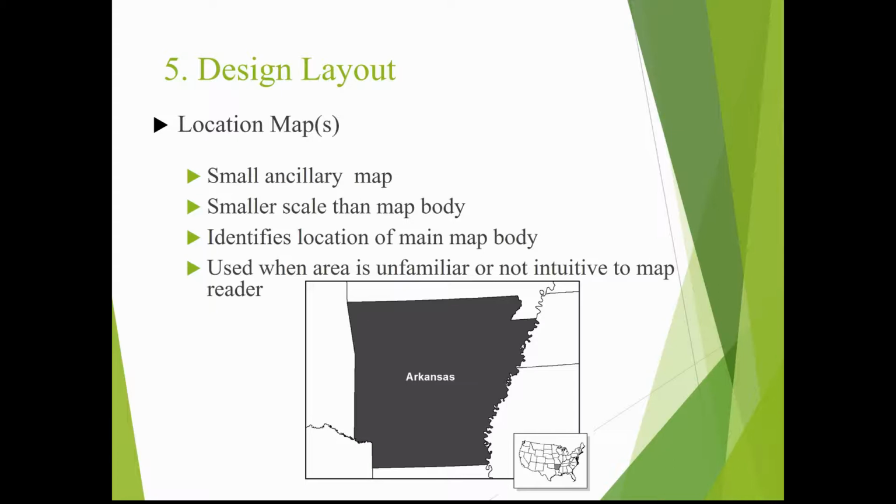In this illustration, the map of Arkansas is the main map body, and the smaller map of the lower right-hand corner is the location map. Similar to the inset map, there is a visual marker on the inset map that shows the map reader where the main map body is located.